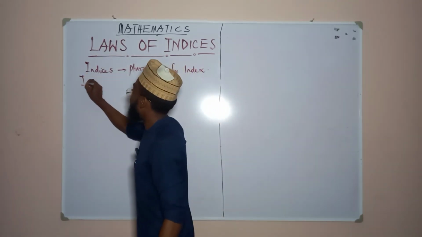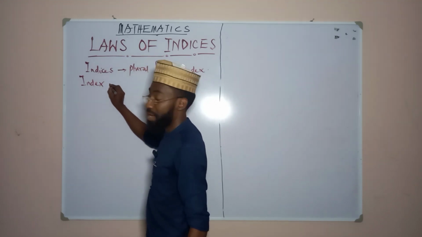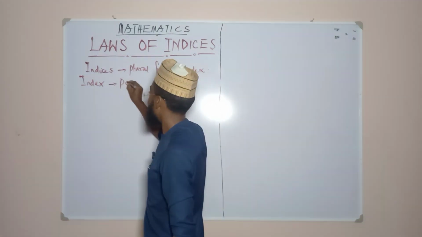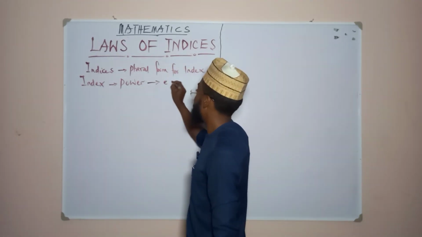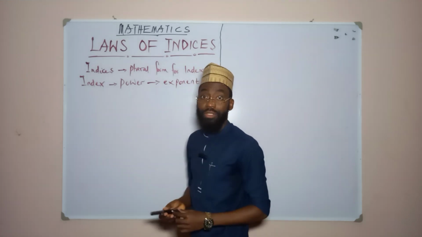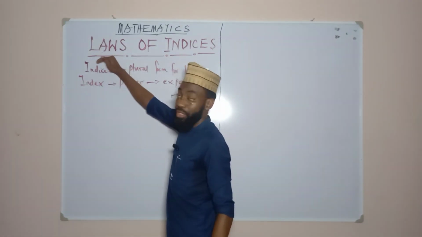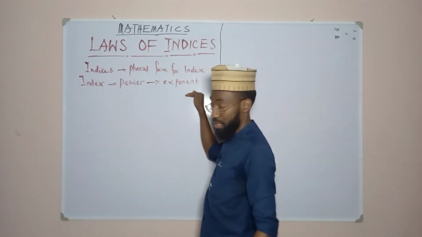Now, what does the word index mean? Another word that could be used to describe index is power. Some persons also refer to it as exponent. Good. So, invariably, what we are talking about today is laws of powers or laws of exponents.